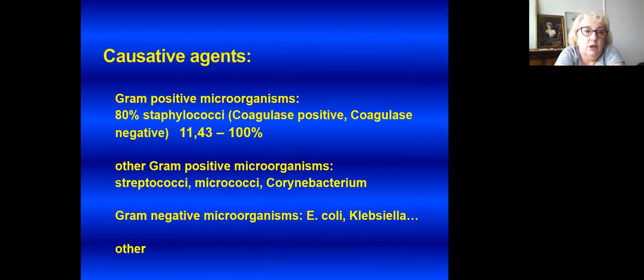The causative agents are mostly gram-positive microorganisms, especially in developing countries and on farms with poor practice. 80% of them belong to Staphylococcus, especially coagulase-positive and coagulase-negative Staphylococcus. The data from all around the world show that 11 to [unclear] of all herds are infected by Staphylococcus aureus and other coagulase-positive Staphylococci.